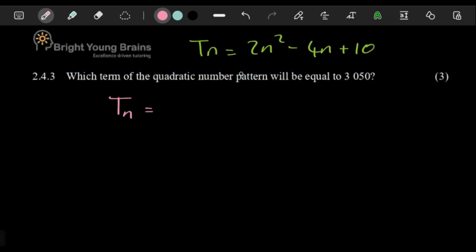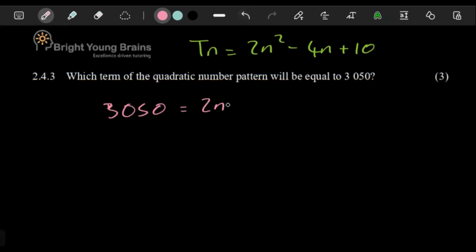So T, we don't know what term this is. So Tn, we have the Tn formula already. This is the actual term. So where Tn is, we have to put 3050 over there. We don't know its position, but that's what they're asking for. Which term in the quadratic number pattern is equal to 3050? So we're solving for n.